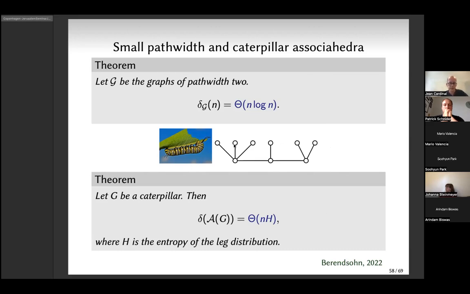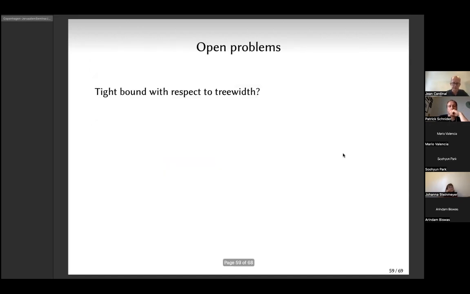You can think of these numbers as a distribution, I mean, you can derive a discrete distribution on the number of vertices of the backbone of the caterpillar. And you take the entropy of this, and this times n is essentially the diameter of the associahedron. And this is tight. So another example also of a recent contribution that extends this worst case n log n bound for pathwidth 2 in a parameterized way.